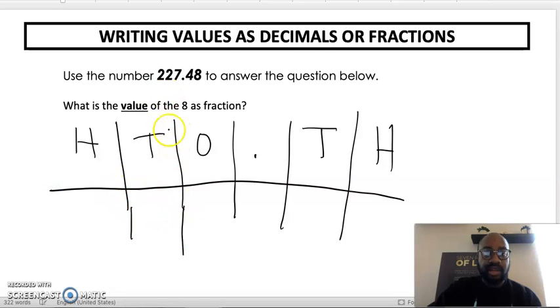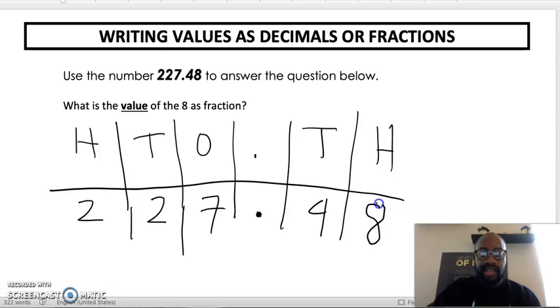I'm going to put this number inside of the chart. So there's a 2 in the hundreds place, 2 in the tens place, 7 in the ones place. Here's my decimal point. There's a 4 in the tenths place, and then 8 in the hundredths place. So I'm trying to find the value of the 8. So this is my 8. I'm going to underline that. And I see that my 8 is in the hundredths place value.